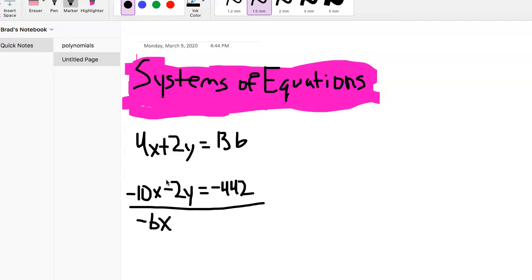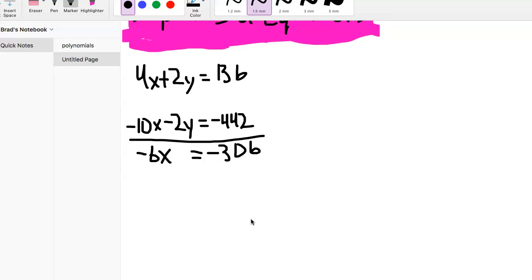The 2y and the negative 2y cancel out, because 2 minus 2 is 0. Y minus y is 0, so those don't exist anymore. Now we just have negative 6x, and then we have 136 minus 442, which is negative 306. Divide each side by negative 6, so we can get that x by itself and solve for it. X equals 51.